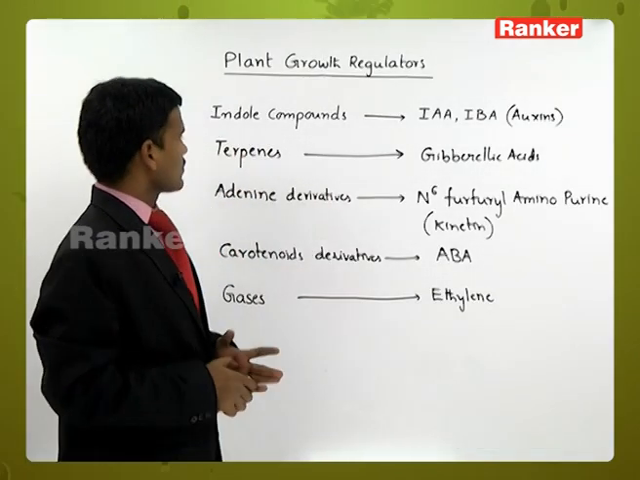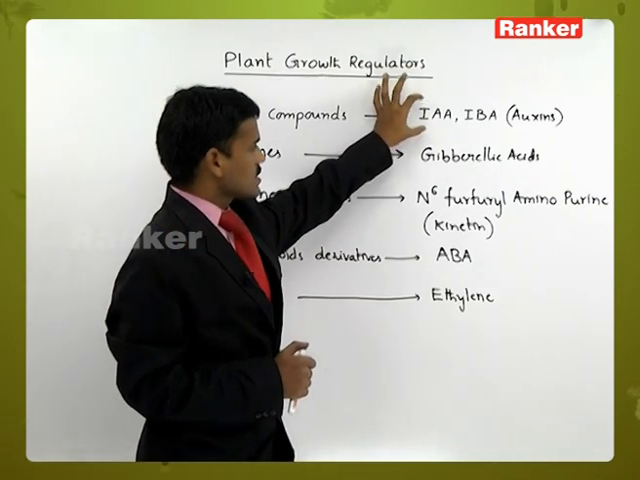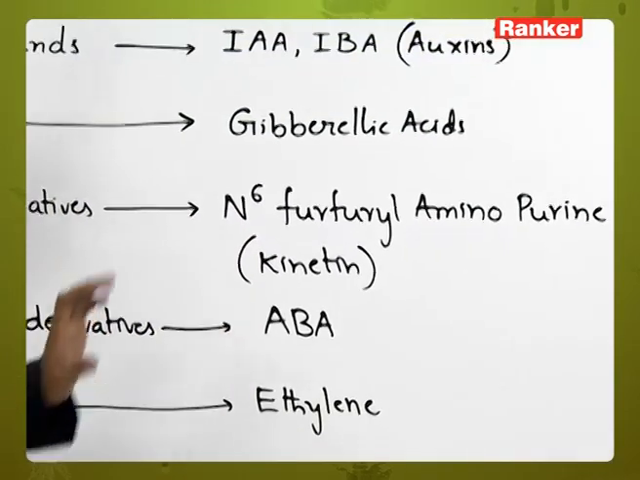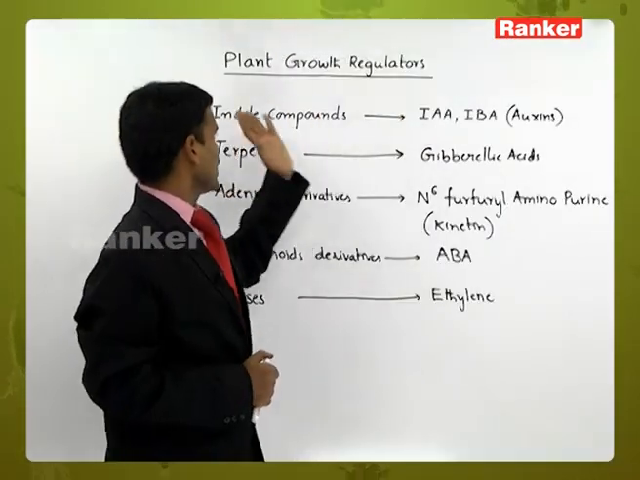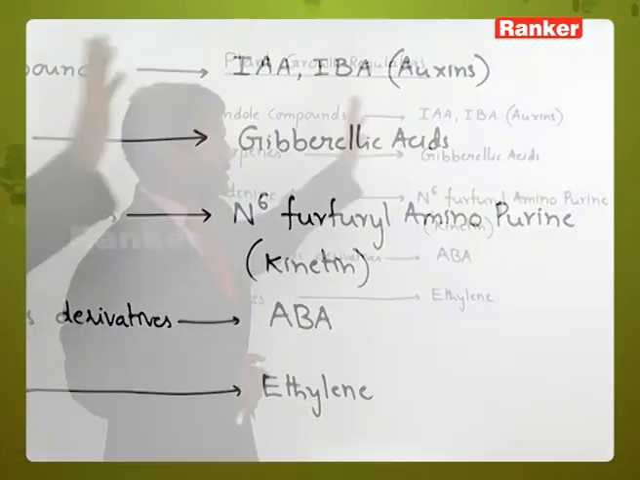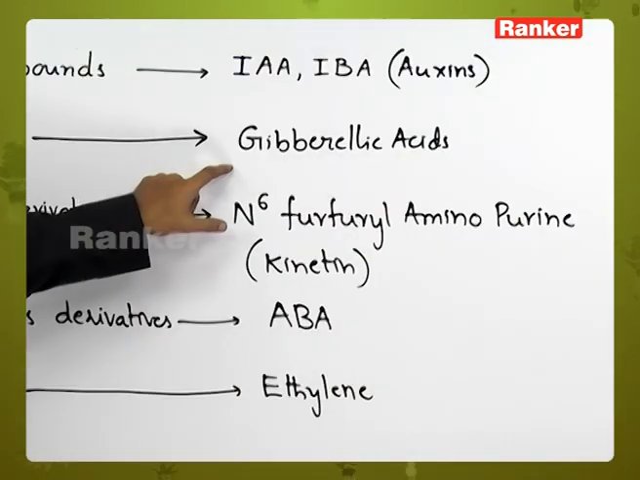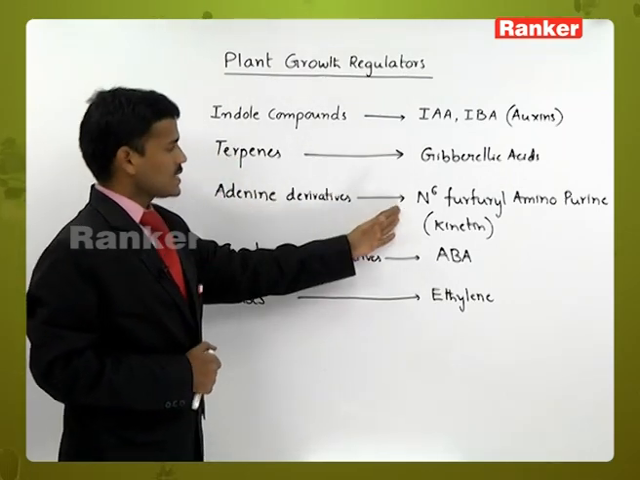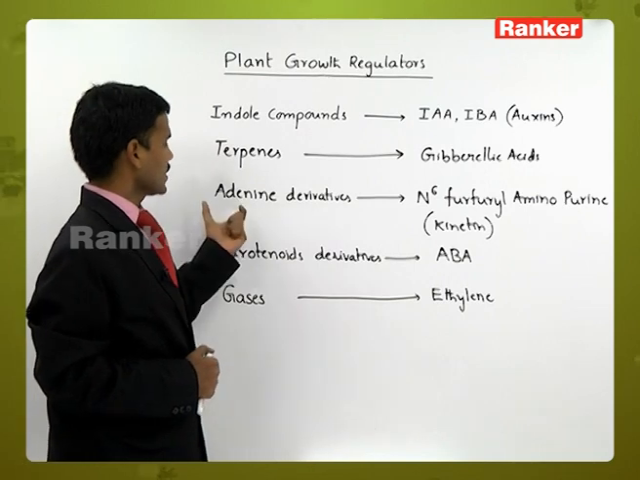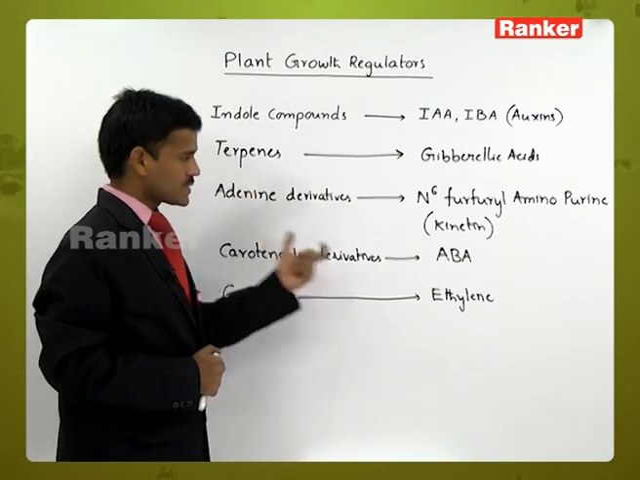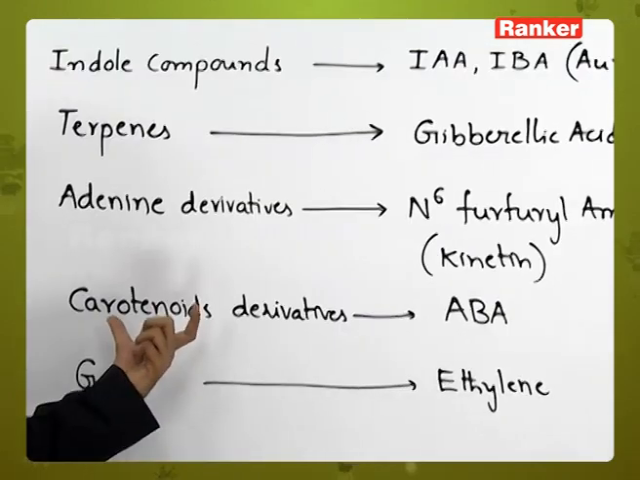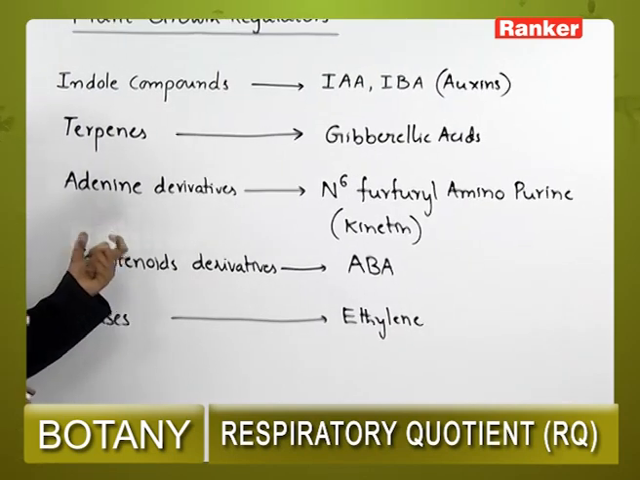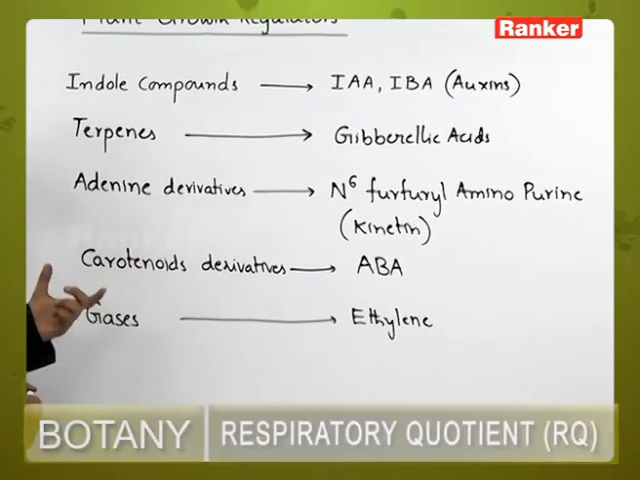So, these are some chemical components here: auxins, gibberellins, cytokinins, abscisic acid, ethylene. Auxins are indole components, IAA, IBA. Gibberellic acid is a terpenoid, derived from terpenes. N6 furfuryl aminopurine is derived from adenine, a nitrogen base. Abscisic acid is a derivative of carotenoids, carotenes, or sometimes xanthophylls also.